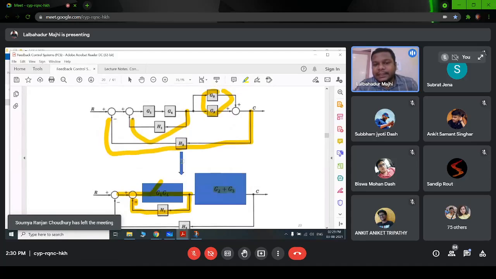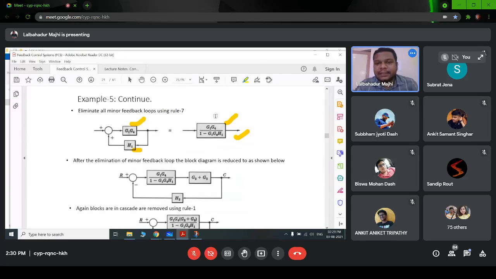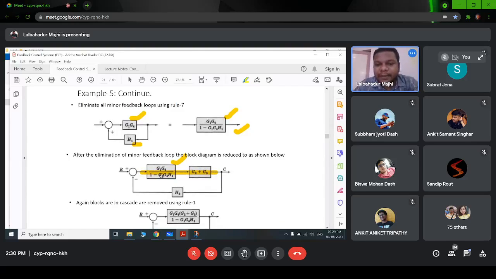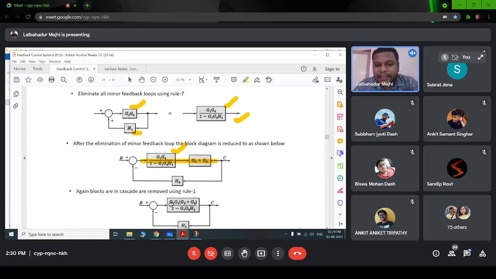Now we have to replace this path with this block, and redraw the diagram with the other remaining blocks. G2 and G3 were there and H2 was there. Now this block, G1 G4 divided by this term, and G2 plus G3 are in series, so they will be multiplied. So G1 G4 into G2 plus G3 divided by 1 minus G1 G4 H1.